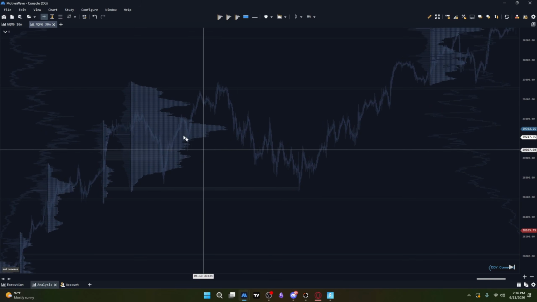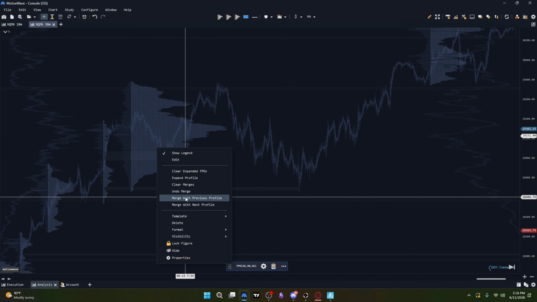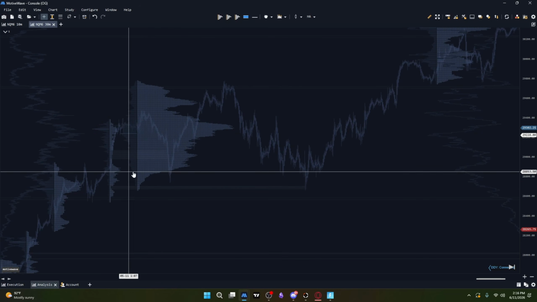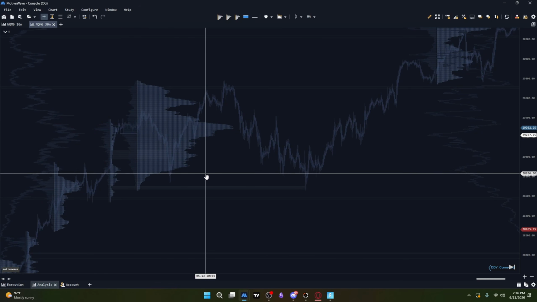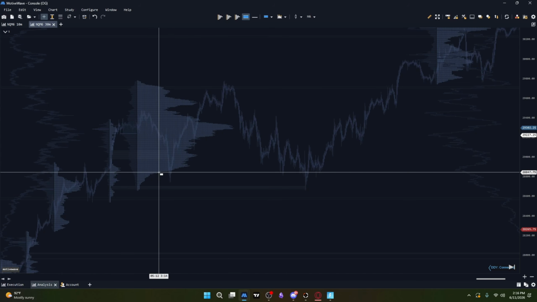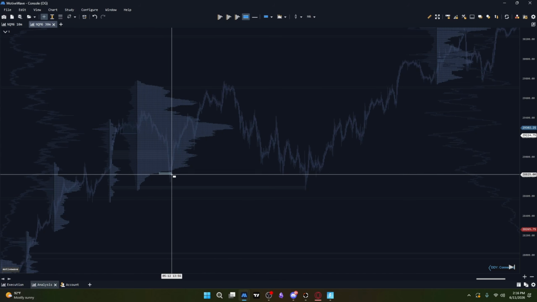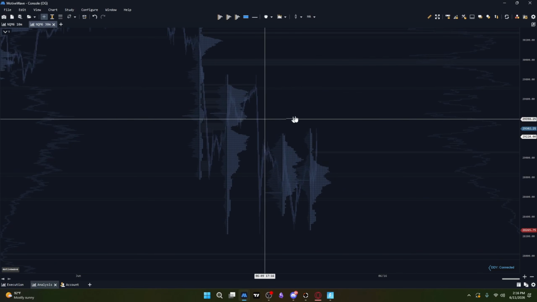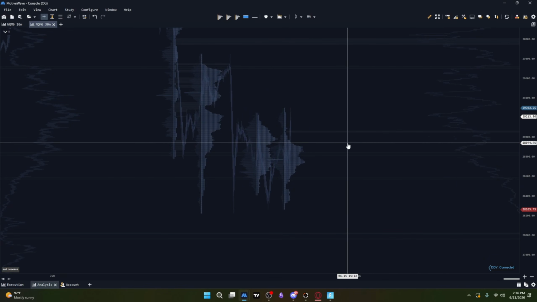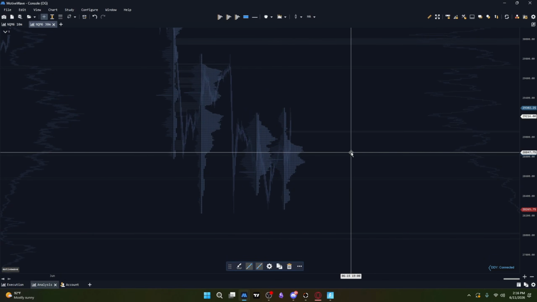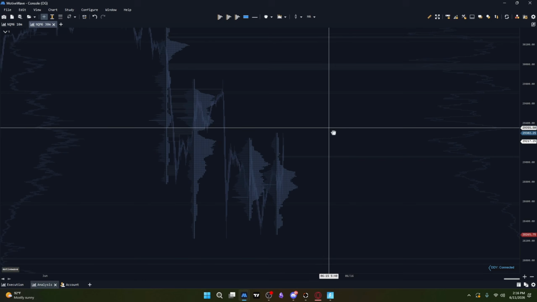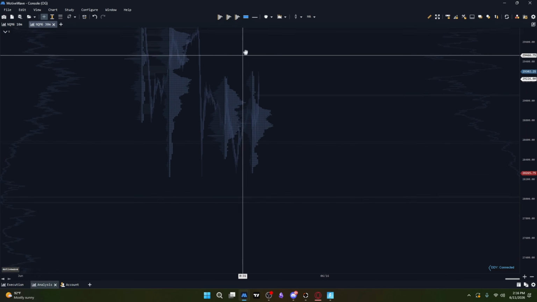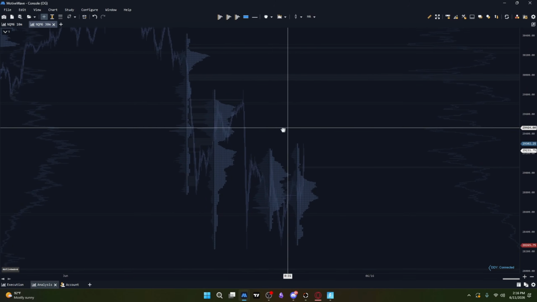Alright, you see this auction here. See how we held. So now the rest of these are just continuation levels, to be honest.